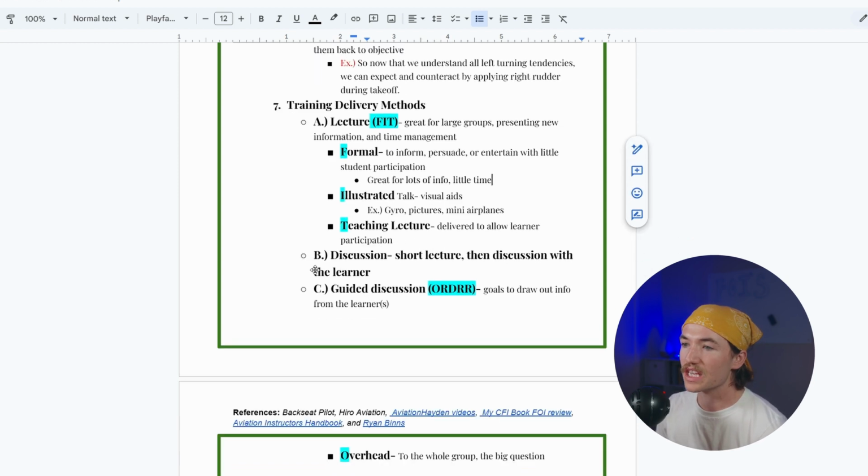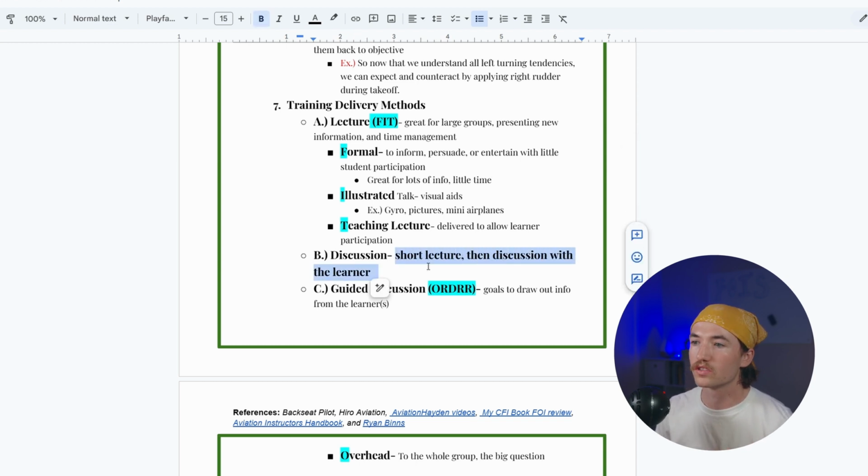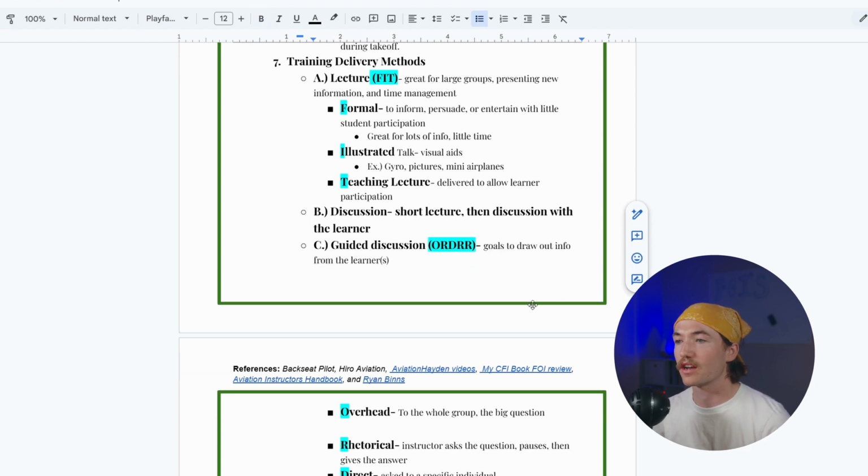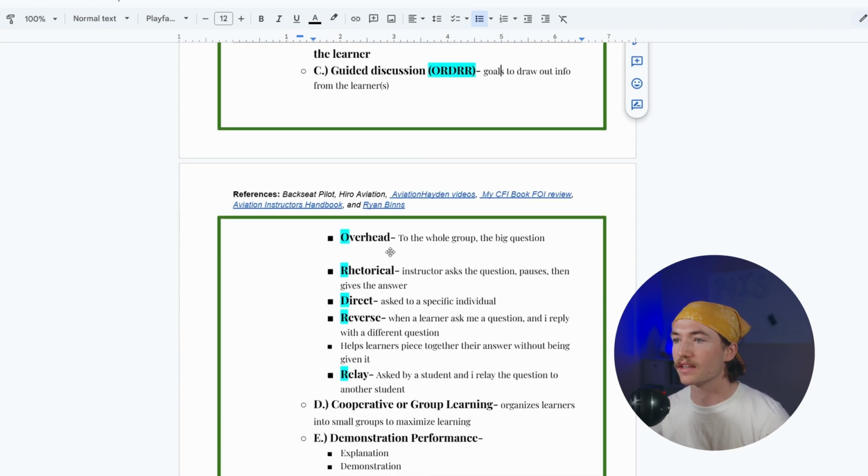Next up, we have the B. This is discussion. So whether it's a short lecture and then discussion with the learner, this could be like one-on-one stuff. And then we have C, which is the guided discussion. And I really enjoy this guided discussion idea, or this acronym. And this acronym is ORDER. So basically, its goal is to draw out info from the learners, whether it's a group or just a singular learner. But they are very beneficial for group settings.